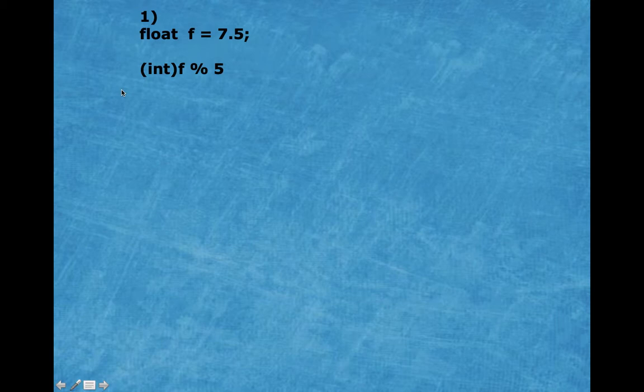So now let's substitute f. So the next step is this. Now see how simple it is. What will be the integer part of 7.5? Obviously it will be 7. So 7 modulus 5 will now give you 2, and now everything works correctly. So in this particular statement, we are doing the work of type casting or forced type conversion, which means we are forcibly converting the data type of f from float to int.